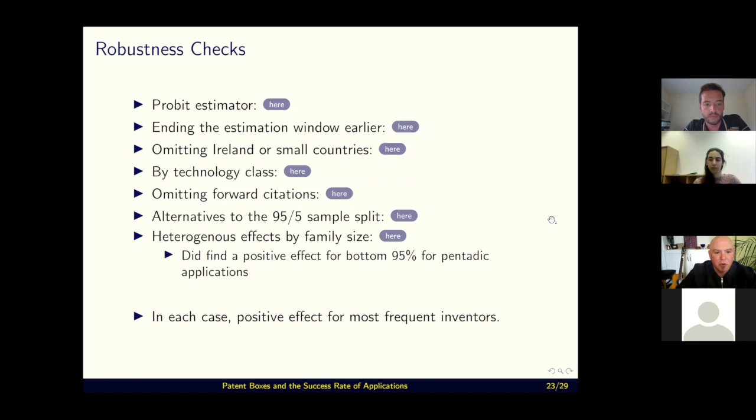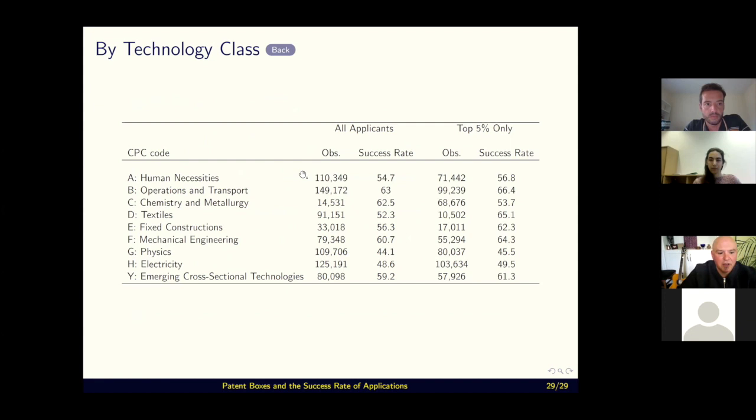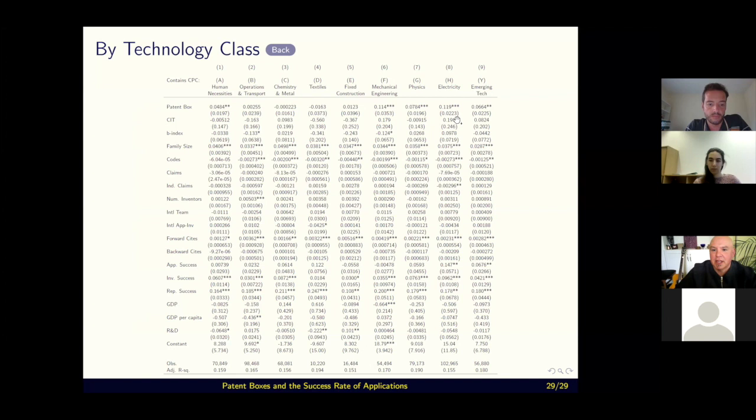Where are my robustness checks? Here we are. By technology class. So certain technology classes, electricity in particular, is where I think software shows up. And so we actually find that that's where we get one of the bigger bumps. And so patent boxes do seem to increase software.